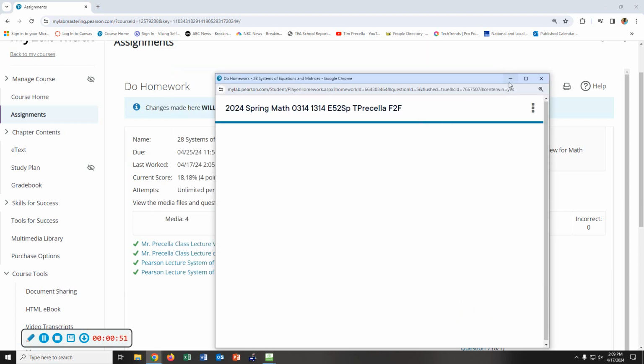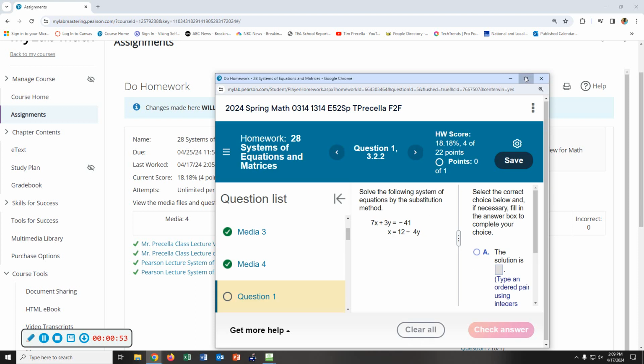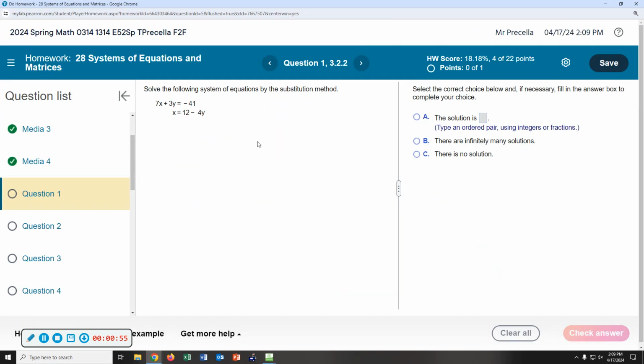System of equations, we just mean two or more equations. Like right here, solve the following system of equations. This is two equations. You want to know one answer for x and one answer for y that'll make both of them true. Look at that first equation, 7x plus 3y equals a negative 41. If you were to draw a graph of that, what would you expect it to be?